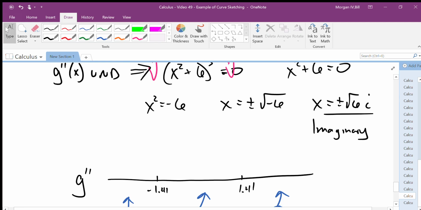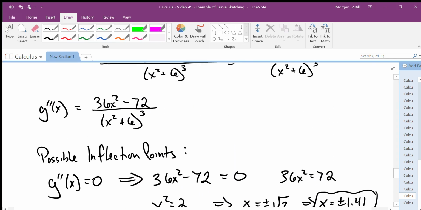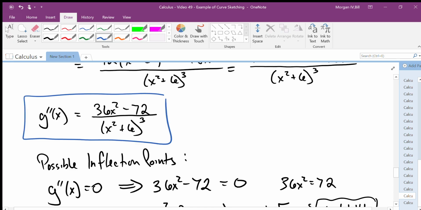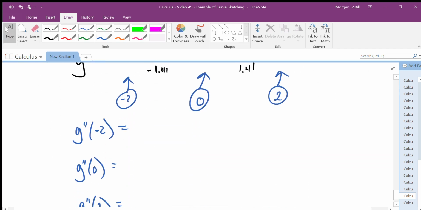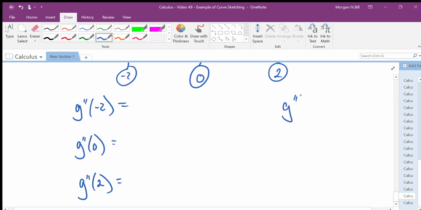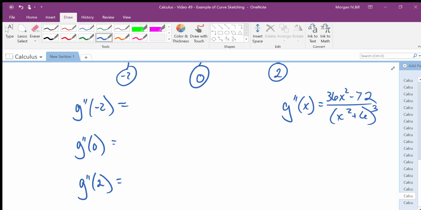All right, let's go back and remind me specifically what was the second derivative. Recall, g double prime of x is 36x squared minus 72 divided by x squared plus 6 cubed, if I'm not mistaken. Once again, let's take a look at the denominator. If you put any number and you square it, that's positive. Positive number plus 6, still positive. Positive number cubed, still positive. So our denominator is going to stay positive no matter what. We really just have to check the numerator.